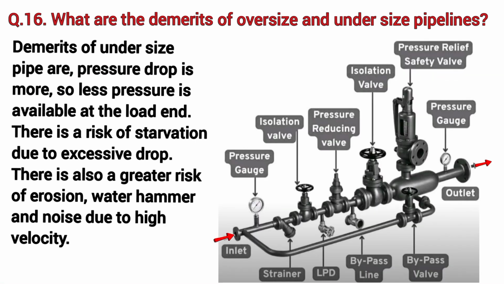Demerits of undersize pipe are: pressure drop is more, so less pressure is available at the load end. There is a risk of starvation due to excessive drop. There is also a greater risk of erosion, water hammer and noise due to high velocity.